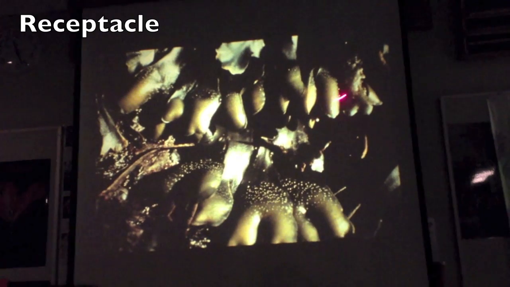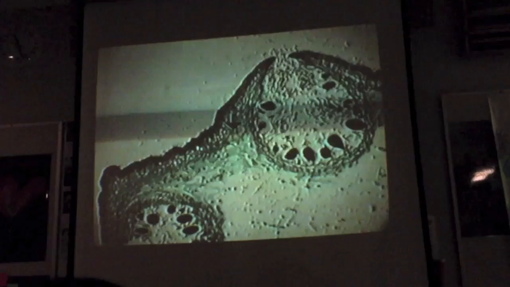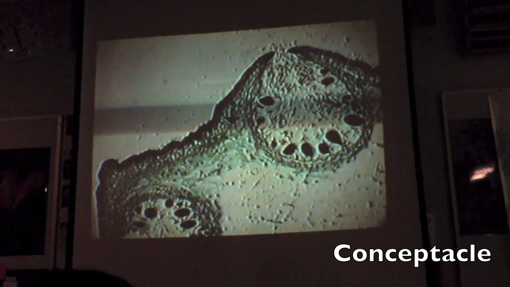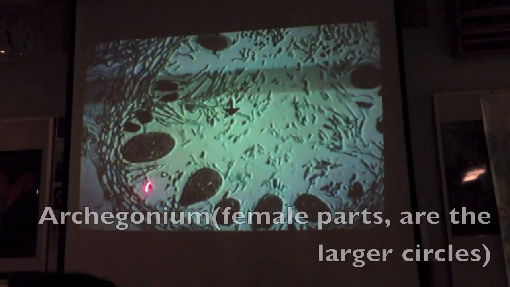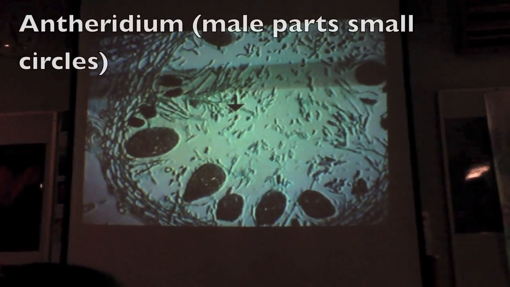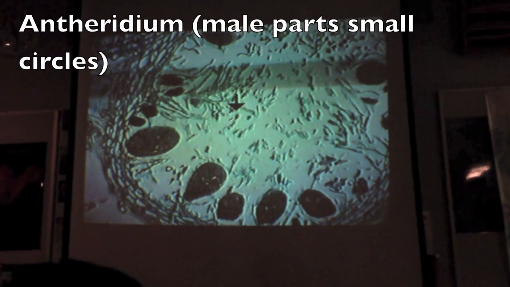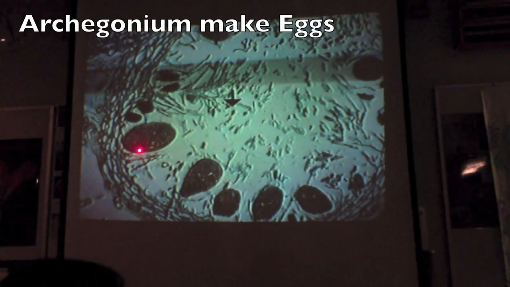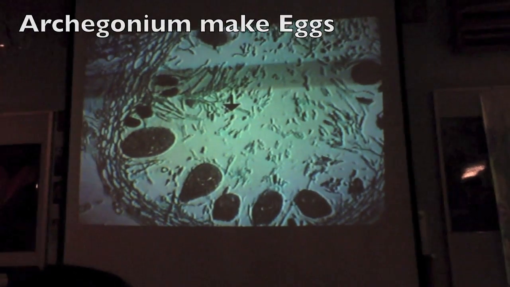What are these swollen receptacles? What's this thing called? Conceptacle. And in the conceptacle, these things, what's this part? Archegonium. And the little one? Antheridium. Antheridium make what? Sperm. Archegonium make eggs.